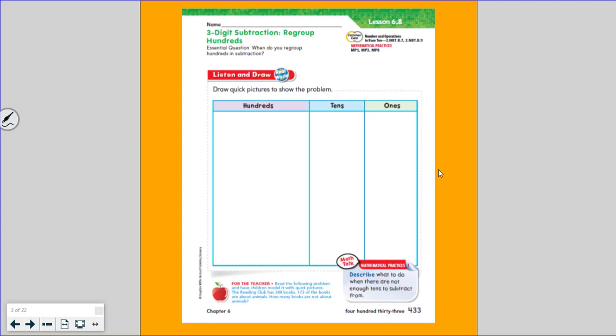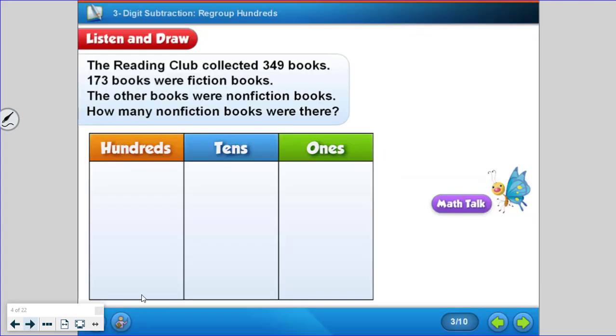Actually, let me go to this page, because then it'll show the problem as well. I like this. So the reading club collected 349 books. 173 books were fiction. The other books were non-fiction books. How many non-fiction books were there? So go ahead and pause your video and draw me a quick picture and see if you can solve it.